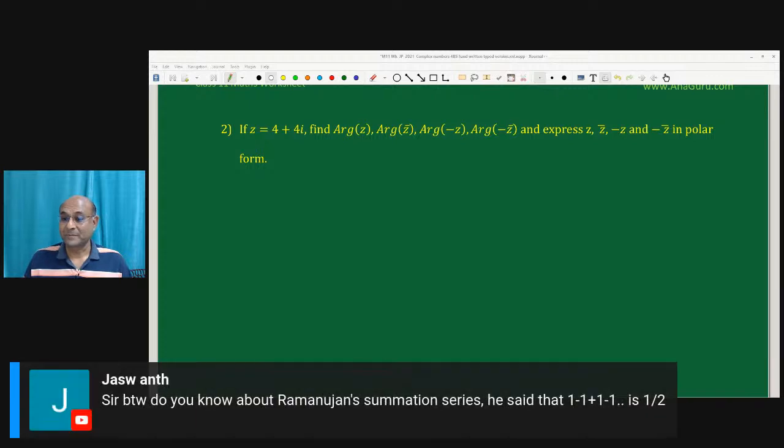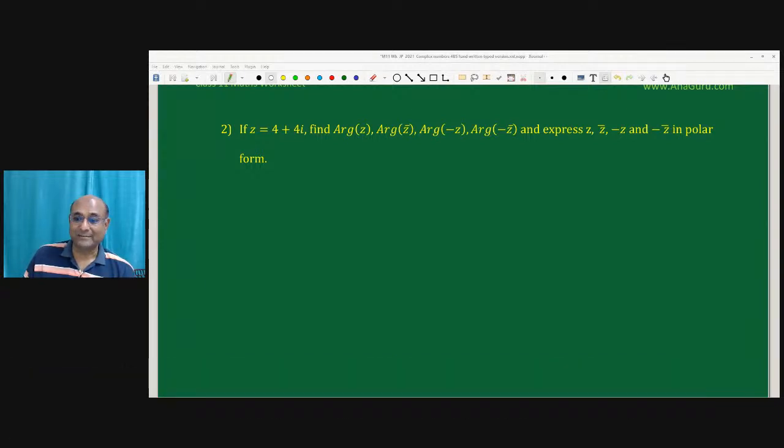Yes. Jaswant, yeah, I know this, what he did. Ramanujam said that. But Ramanujam, very clever fellow, obviously. So what he said versus what he did, that is sometimes a little hard. You write it as cis, no problem. E power I theta, cis theta, both are the same.